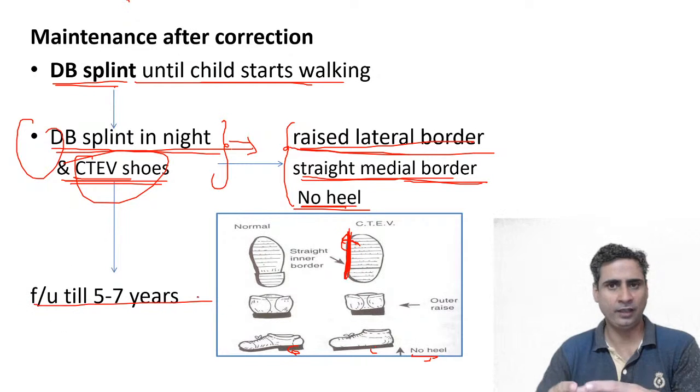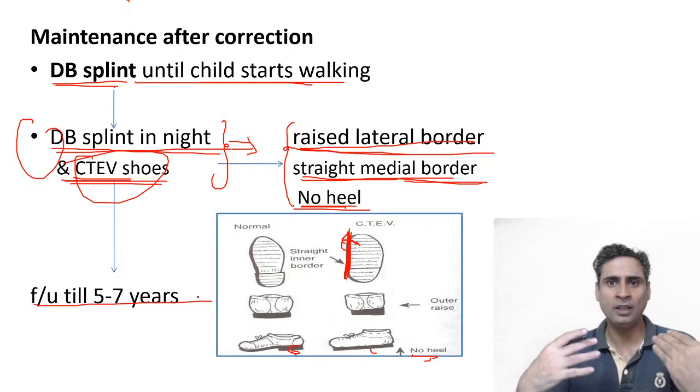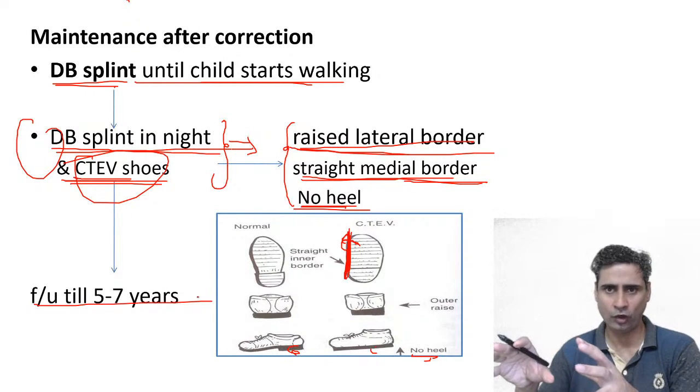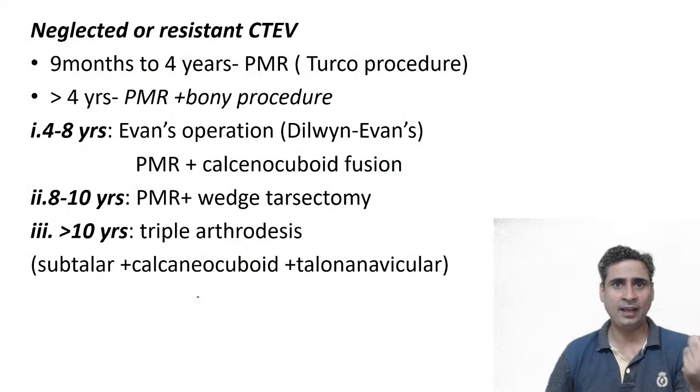And after 5 to 7 years, there are very less chances of recurrence. After 5 to 7 years, the child can use normal shoe. So this was the treatment of fresh case of CTEV. Now we will discuss failed cases or neglected cases.